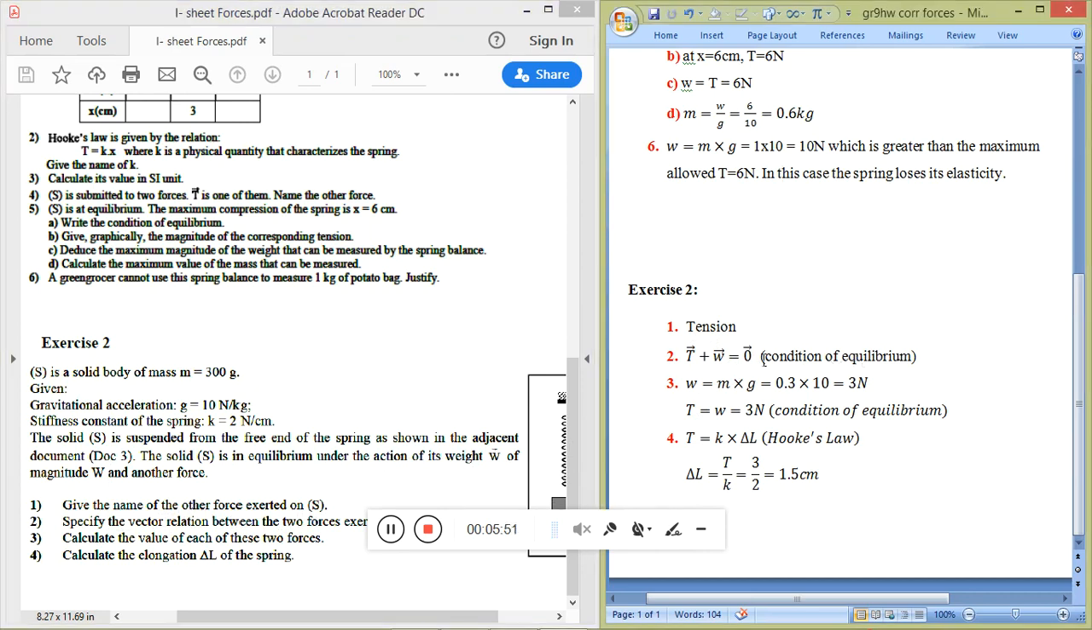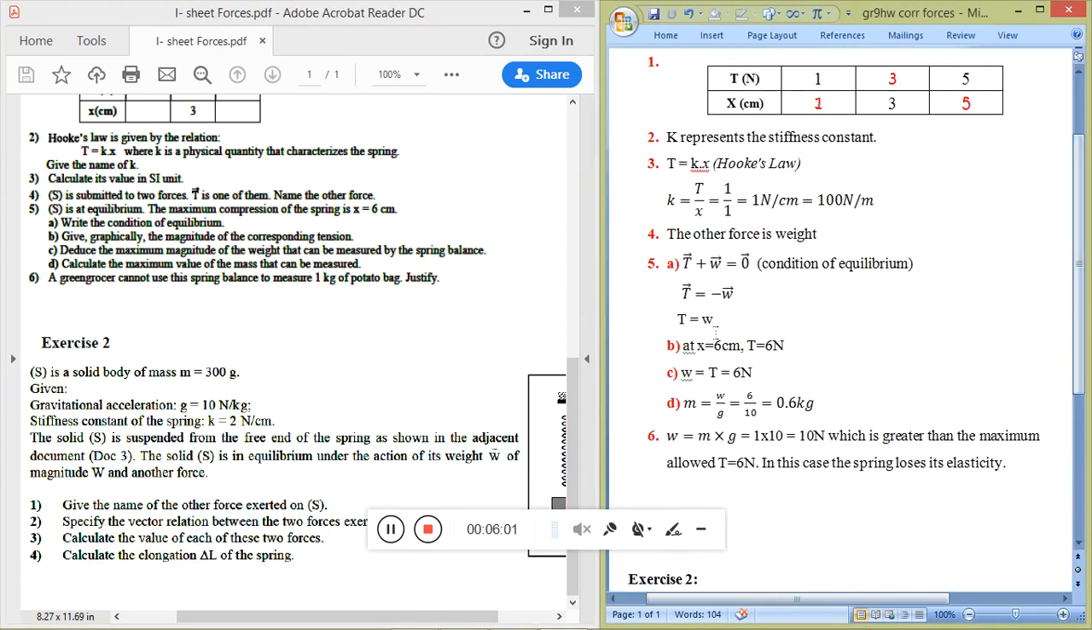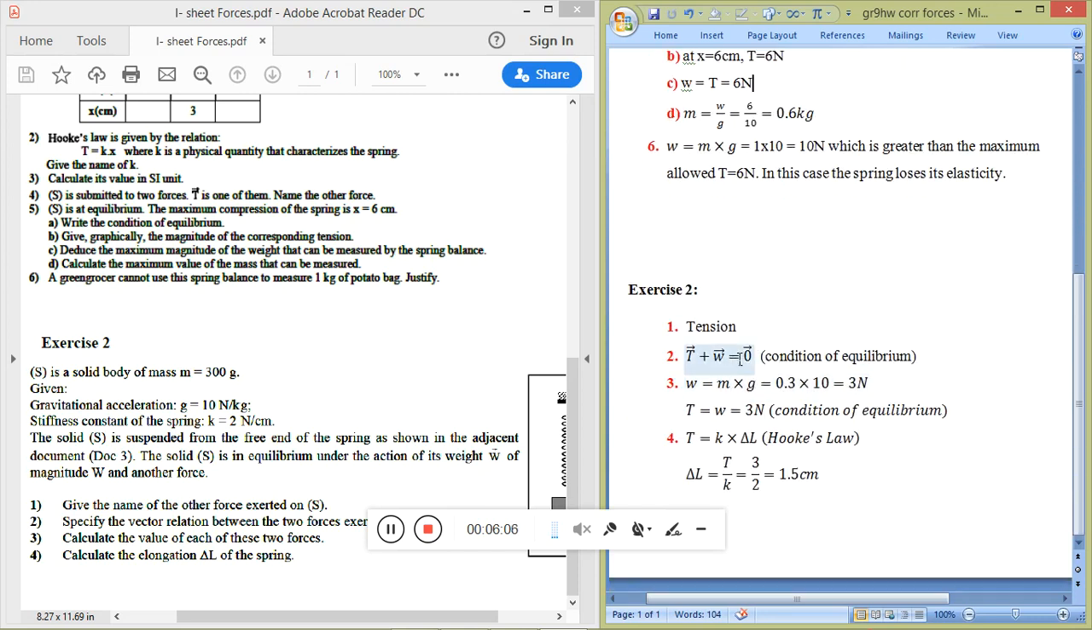Condition of equilibrium, you can stop here since this is the vector relation. If you are asked for the relation between the two forces, you can reach here, T equals W. But for the vector relation, you can stop at this step.